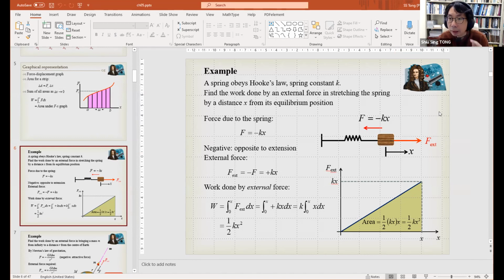And that is why we calculate the work done by the external force. The external force is just balancing the force of the spring. So when we calculate the work done by the external force, we find that when the spring is stretched by an extension x, the work done by the external force is half kx squared.